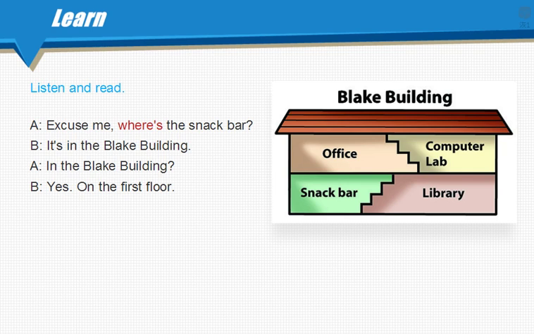OK, 听着这样的对话，你有没有什么疑问呢？为什么那个 A 后面又重复了一下 in the Blake building? 哎，没错，这是为了确认一下信息。In the Blake building? 而且是一个问句。然后后面回答 Yes, on the first floor. 进一步说明。好，这段对话非常的简单，我们一起把它读熟。Now, listen and repeat.